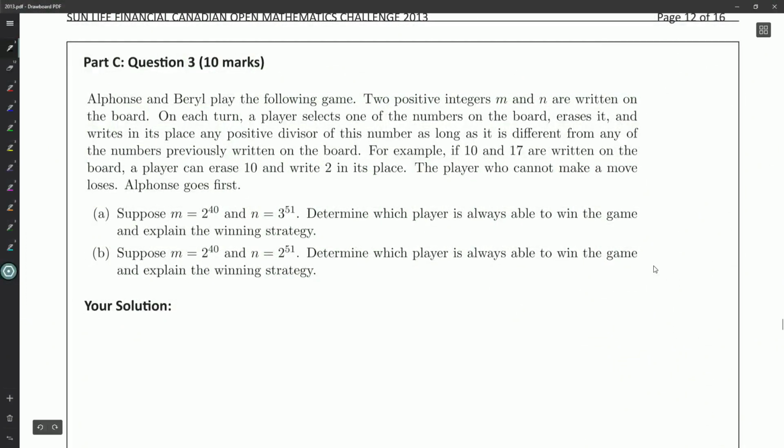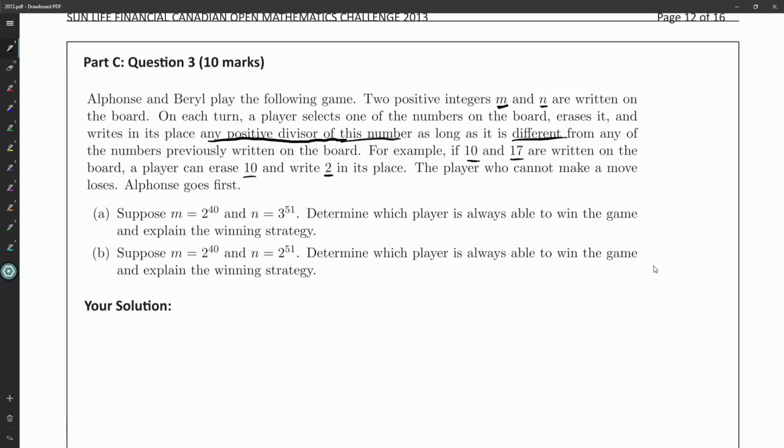What have we got? Alphonse and Beryl play the following game. Two positive integers m and n are written on the board. On each turn, a player selects one of the numbers on the board, erases it, and writes in its place any positive divisor of this number as long as it is different from any of the numbers previously written on the board. For example, if 10 and 17 are written on the board, a player can erase 10 and write 2 in its place. The player who cannot make a move loses. Alphonse goes first.